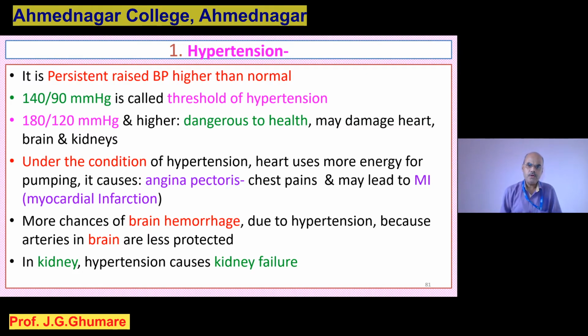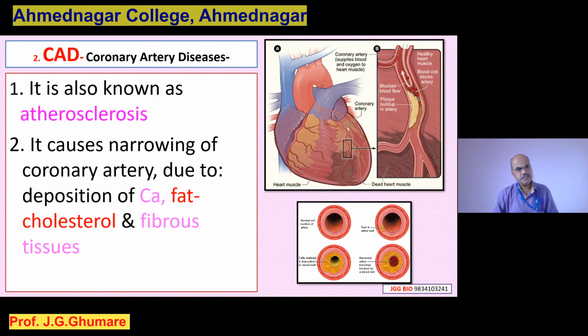Remember, many old-age people suffer with this particular problem of hypertension. We simply call it high blood pressure. The second problem we'll discuss is CAD, coronary artery disease specifically. It is also known as atherosclerosis. The two terms I told you last lecture, arteriosclerosis and atherosclerosis, I will repeat.